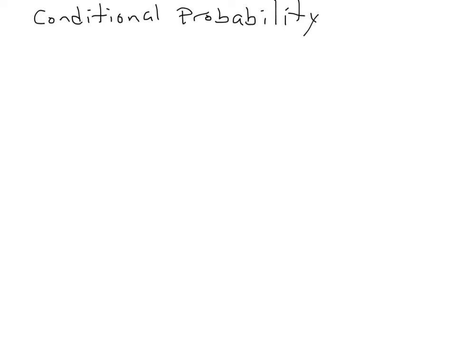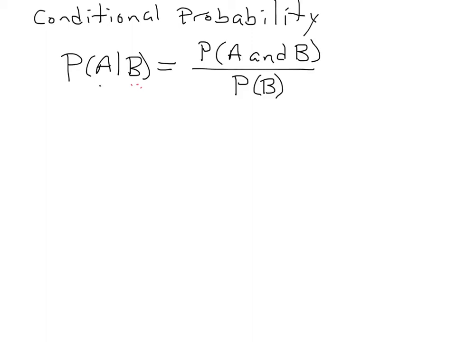In this video I'm going to talk about conditional probability, and that is the idea that the probability of A happening, given that B has already happened, can be given by the probability that both A and B will happen together, divided by the probability that B will happen.